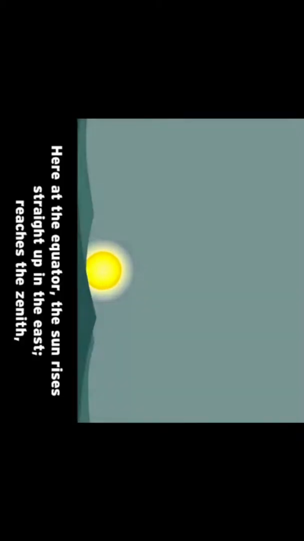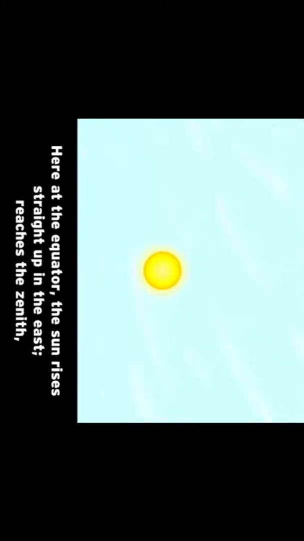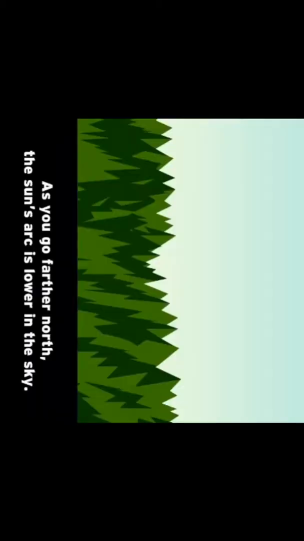Here at the equator, the Sun rises straight up in the east, reaches the zenith, the highest point directly overhead, and sets straight down to the west. As you go farther north, the Sun's arc is lower in the sky. And way up at the pole, the arc is pretty much flat on the horizon.